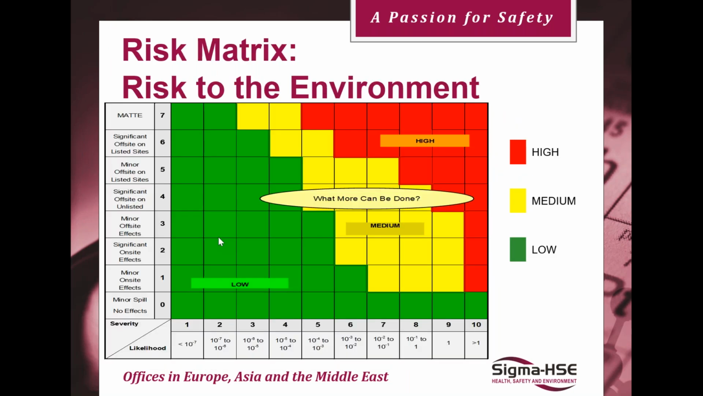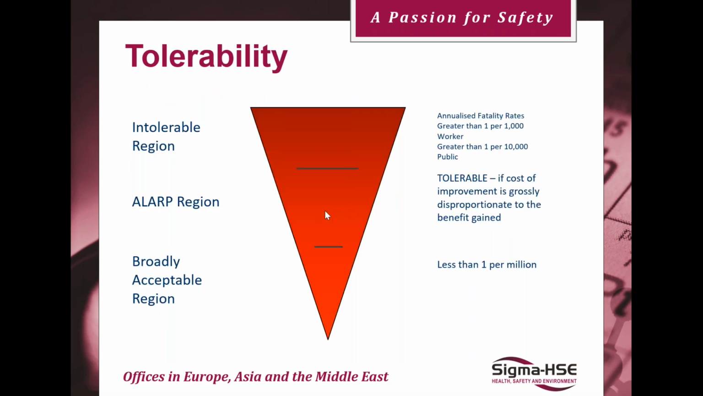There's one for the environment as well. It works in exactly the same way, but the category is for a MATTE, and that stands for a major accident to the environment. And that's my boundary there, 10 to the minus 4 for a MATTE. This is the publication. This is known as the risk tolerability carrot. We have an intolerable region at the top and a broadly acceptable region at the bottom. And this is my boundary between what is intolerable, broadly acceptable, and tolerable if ALARP.